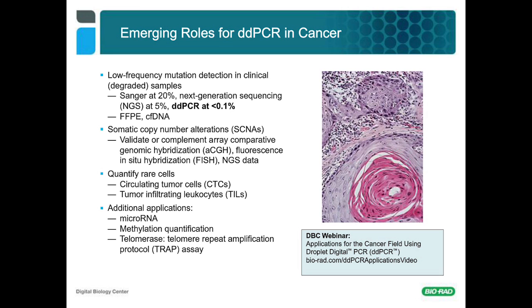It also involves quantifying rare cells like circulating tumor cells, tumor-infiltrating leukocytes, and other applications already published are in using testing for microRNAs, methylation quantification, as well as enzyme activity, for instance, the telomerase telomere repeat amplification, or TRAP assay. For more information, I encourage you to watch our previous webinar on ddPCR cancer applications, as well as our webinars on CNV, gene expression, multiplexing, and tips and tricks.